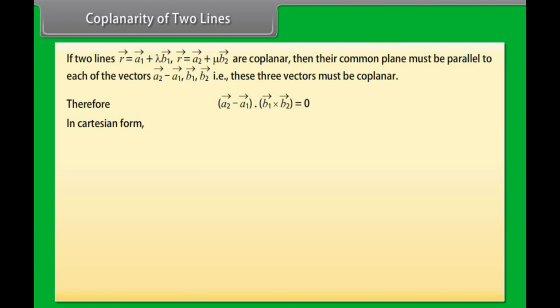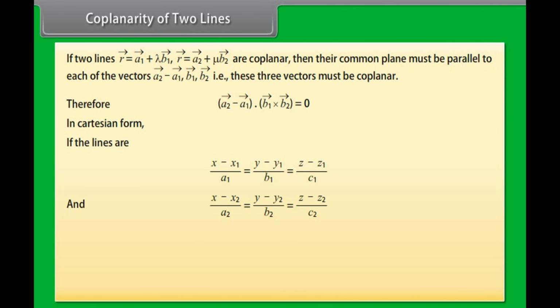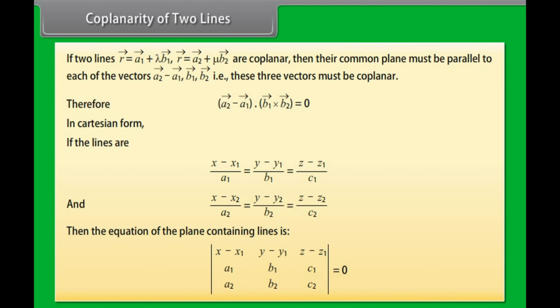In Cartesian form, if the lines are (x minus x1) by a1 equals (y minus y1) by b1 equals (z minus z1) by c1, and (x minus x2) by a2 equals (y minus y2) by b2 equals (z minus z2) by c2, then the equation of the plane containing the lines is the determinant, row-wise.